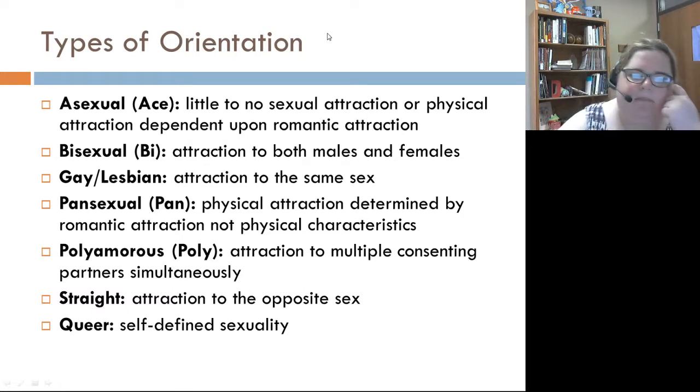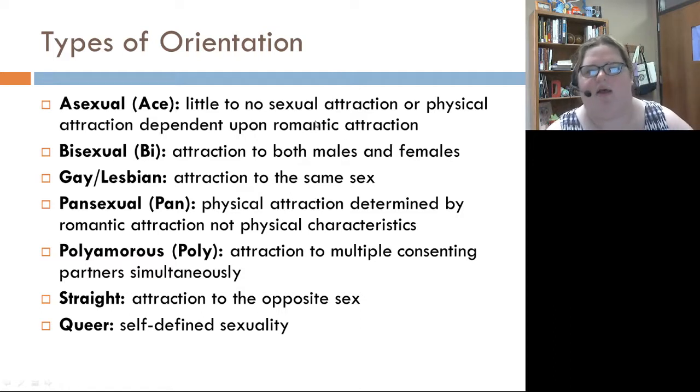Okay? Bisexual or bi, this is attraction to both males and females. So you're attracted to men and women. Gay and lesbian, this is attraction to the same sex. And also with bi and gay and lesbian, it's not dependent upon biological sex alone. So you could be gay and attracted to a trans man, for example. It's not dependent upon biology.